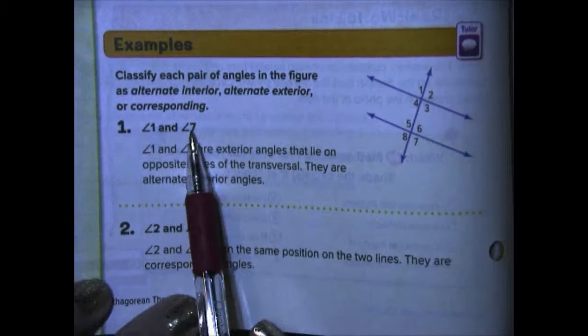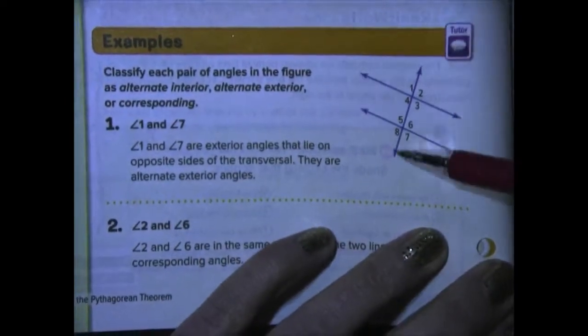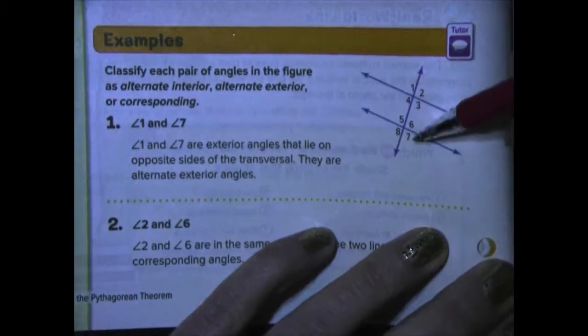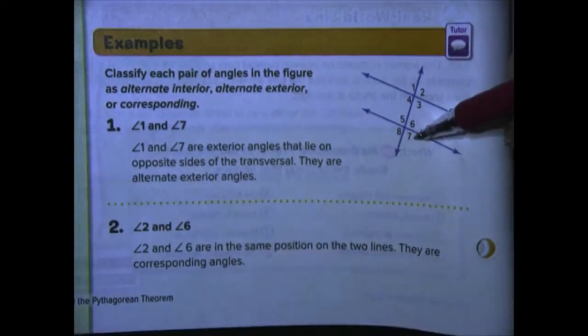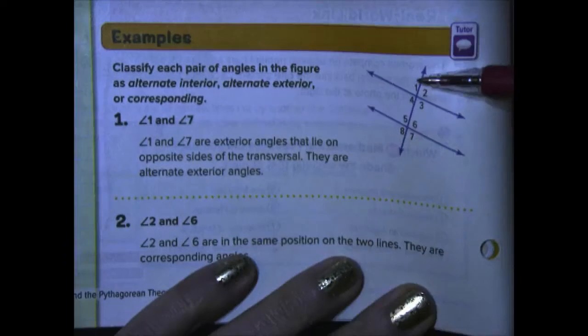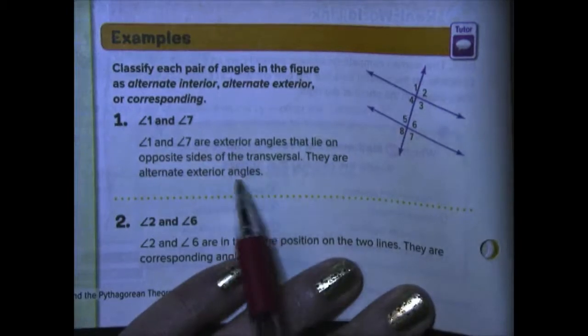It says angle 1 and angle 7. Here we've got parallel lines, and we have a transversal. So if we look here, we've got angle 1 on this side of the transversal and angle 7 on this side of the transversal. So first thing we know is that they're on opposite sides, so they have to be either alternate interior or alternate exterior, because corresponding are on the same side of the transversal. So we know right away that it can't be corresponding. So we're going to look and see, are 1 and 7 inside the parallel lines or outside the parallel lines? Since they're outside the parallel lines, they're going to be alternate exterior angles.